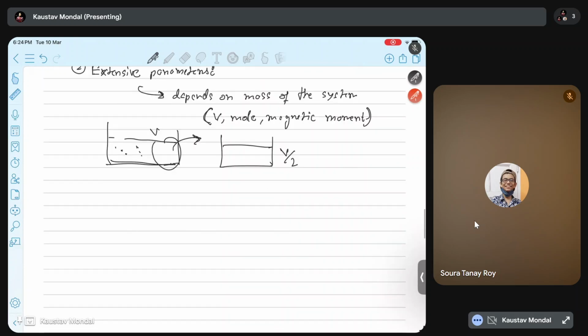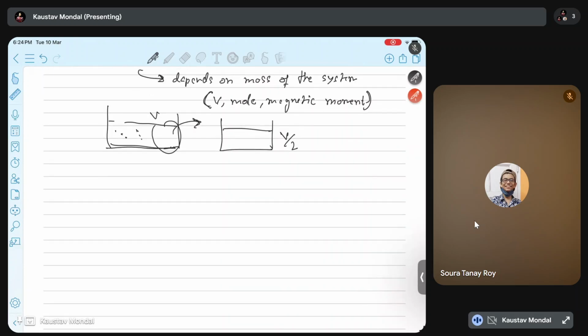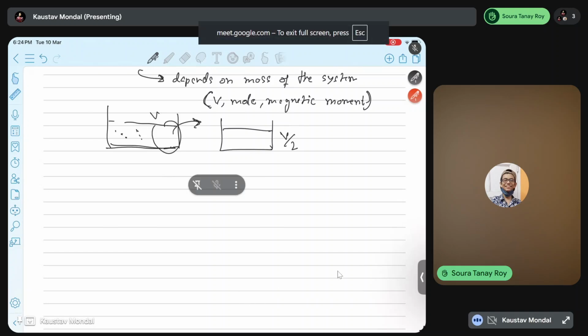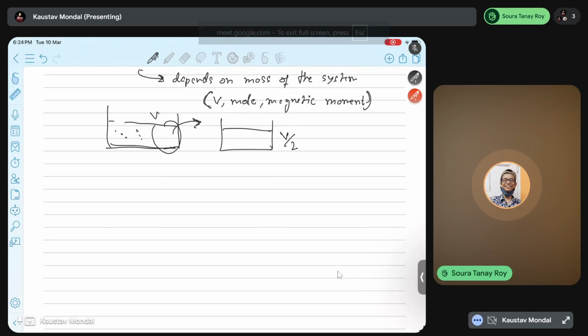So these are the two types of parameters. You can ask any question. Is it always a linear dependence, or can it be any type of dependence? Yes, it can be any type of dependence. For volume, it can be linear, but for other things like magnetic moment, it can depend in a different, non-linear way also.